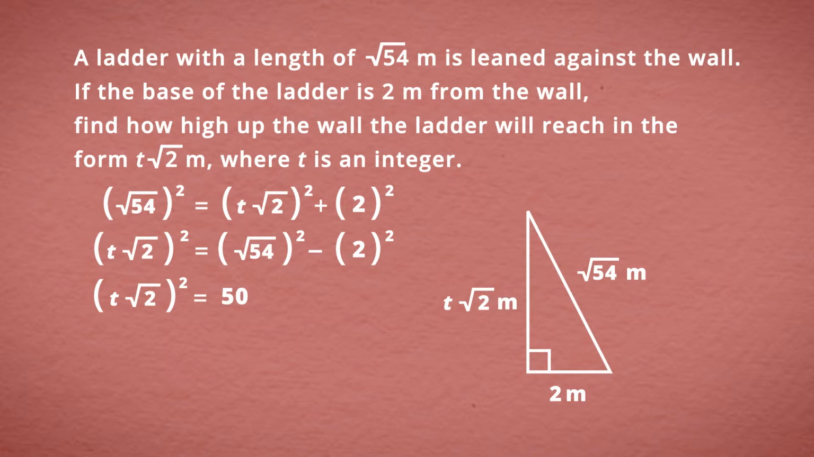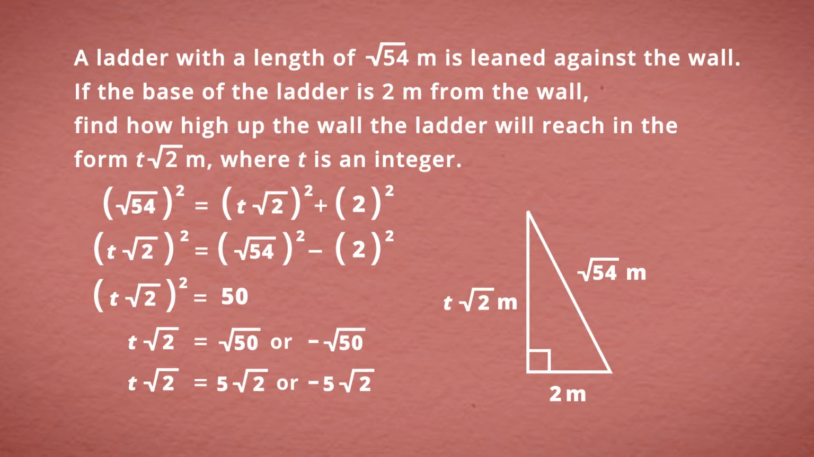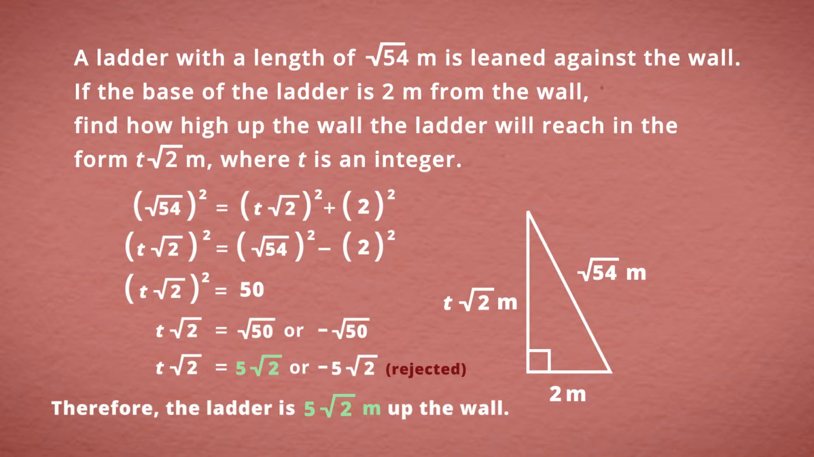Remember, we want to find how high up the wall the ladder will reach in the form t times square root of 2. So we should take square root on both sides of the equation to get this, which is this in its simplest form. Now, since the value of this must be greater than 0, we can only accept the positive answer. Therefore, the ladder is 5 times square root of 2 meters up the wall.